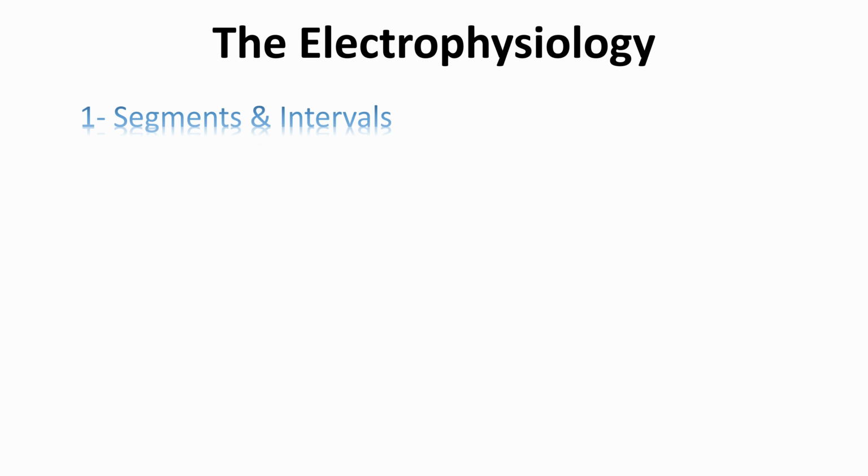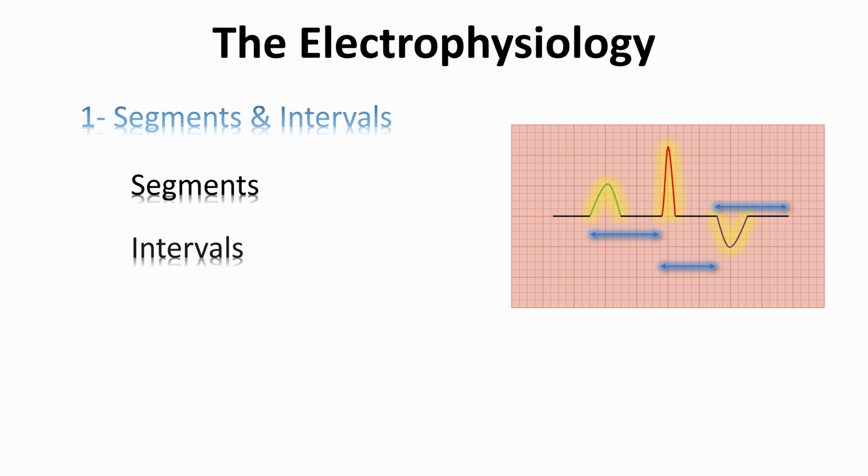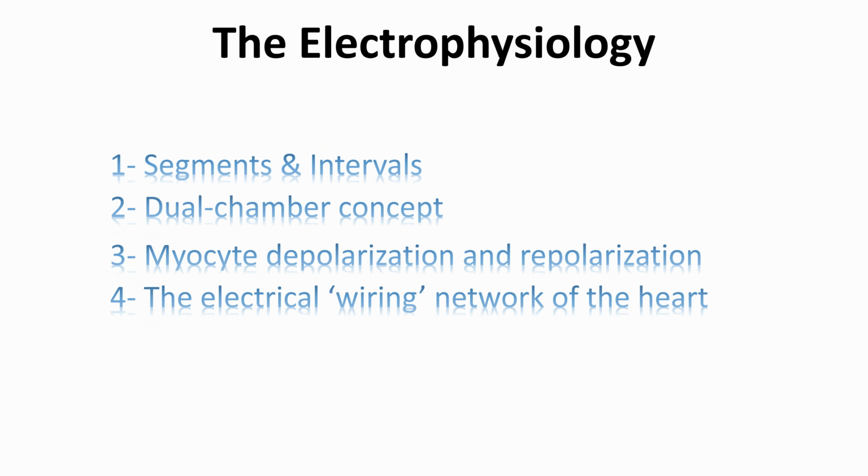The ECG graph consists of a series of deflections or waves. The distances between sequential waves on the time axis are termed intervals. Portions of isoelectrical line baseline between successive waves are termed segments. And in order to understand the genesis of deflections and the significance of intervals and segments, it would be worthwhile understanding certain basic electrophysiological principles.